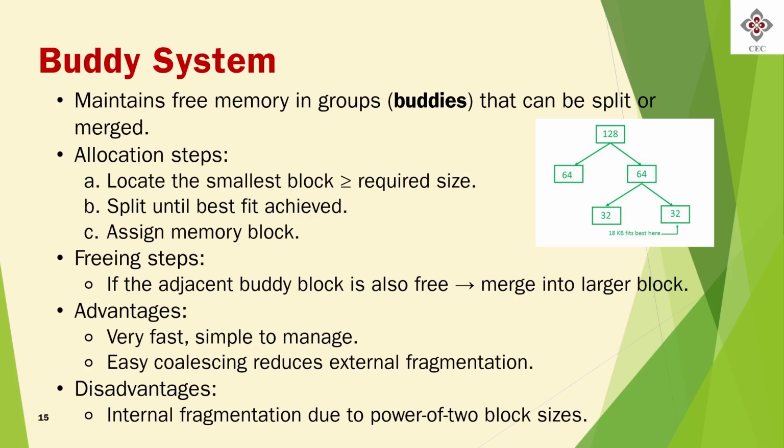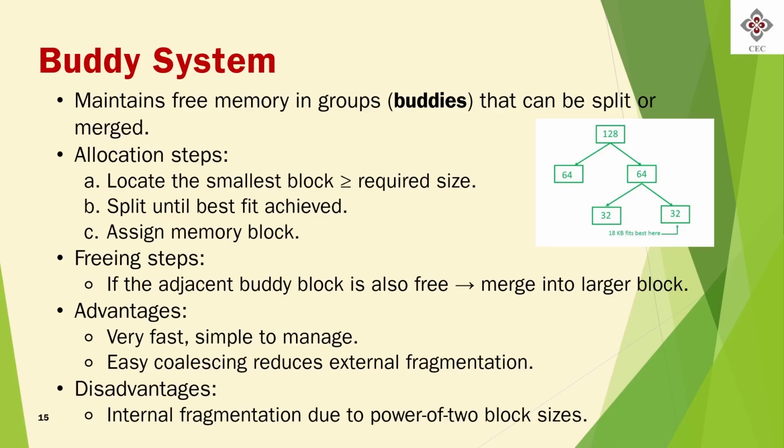It is very simple to manage, either you have to split into 2 halves or you have to merge the 2 halves. Easy coalescing reduces external fragmentation, that is the main thing. If you do fragmentation quite often, it increases the time. So, it avoids external fragmentation by just merging the respective buddies together.